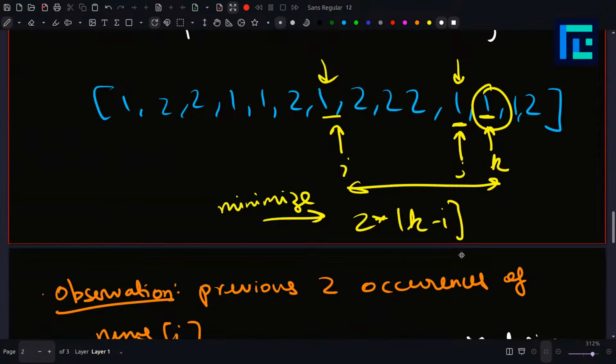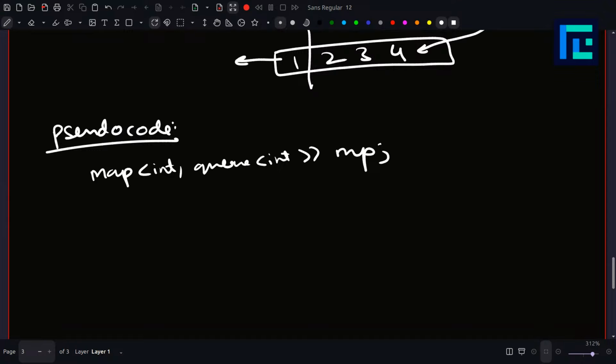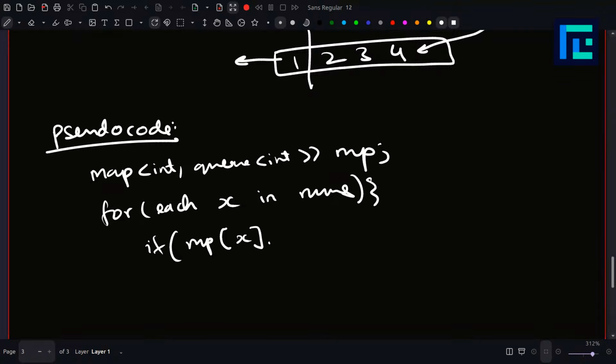So let's just write a pseudocode for this. What our pseudocode will look like is something like this. First we define a map from int to queue of int, okay, right? And now what we can do is, for each x in nums, first we try to pair this x with some previous value. So we can say that if map of x dot size is equal to 2, right? So we need at least two elements in the map. We can write greater than or equal to 2 or equal to 2, doesn't matter, right?